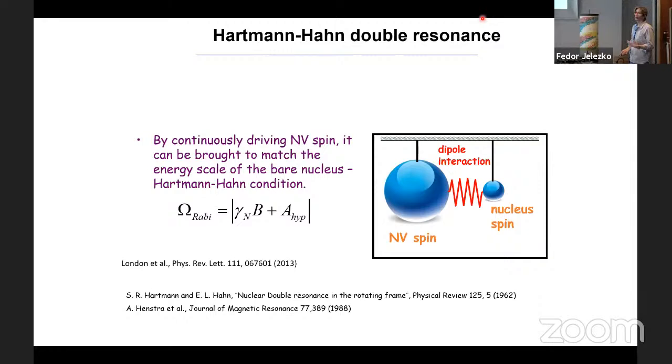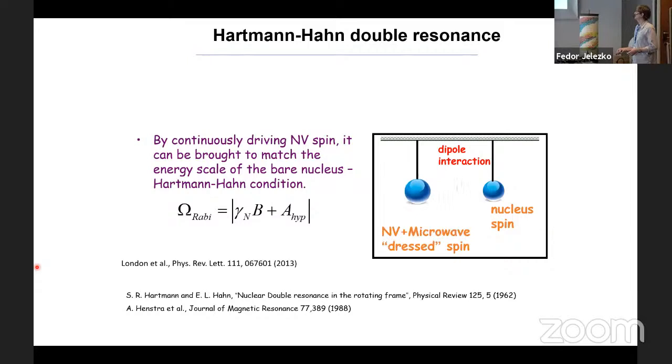But first I would like to show you very quickly the polarization transfer itself. We usually apply a Rabi drive that is tuned to be resonant with a Larmor precession of the nuclear spin of the molecule. And if this condition is fulfilled, then the energy levels of the dressed state electron spin are resonant with the nuclear spin, and you can have efficient polarization transfer. This is a very well established technique, which is easy to follow.